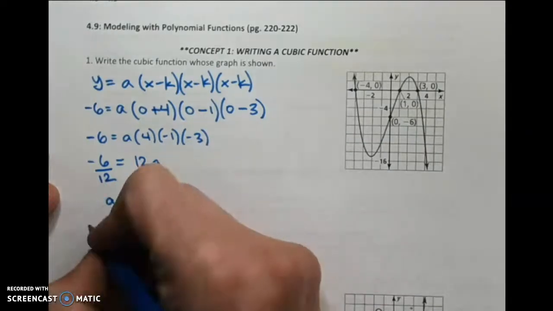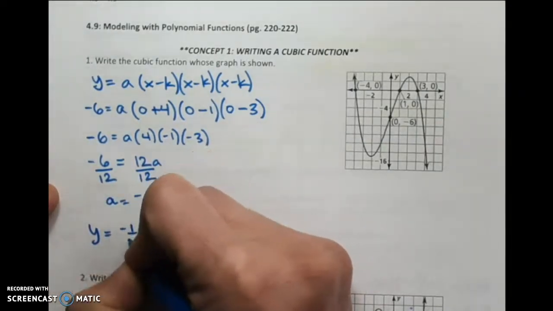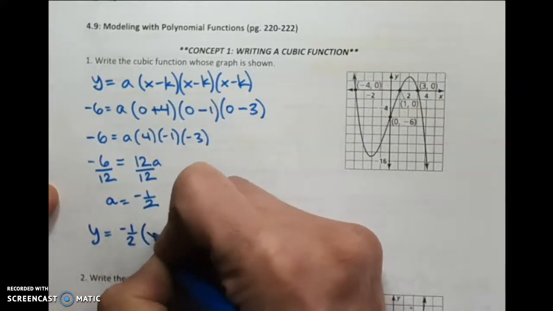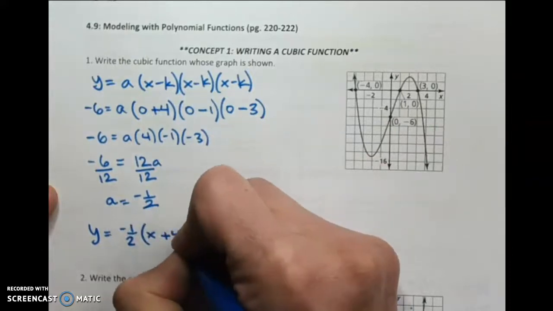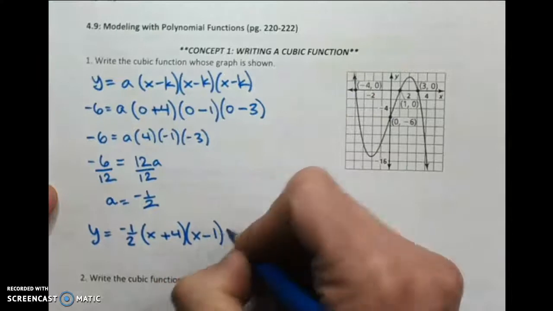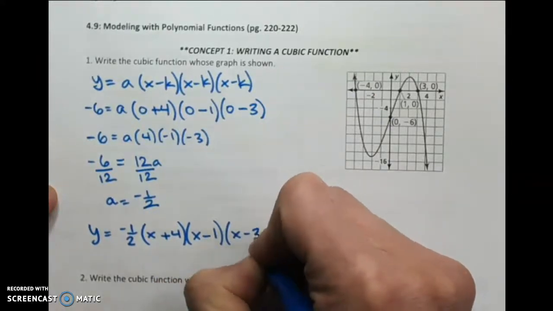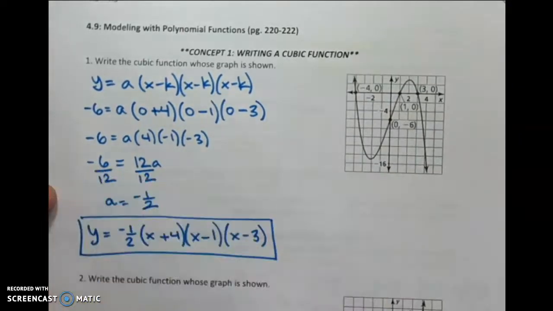So I have y here initially. Y equals, I'm going to replace a with -1/2. And then it's going to be x minus -4, so it's really going to be x plus 4, times x minus 1, times x minus 3. And this is the answer I'm looking for.